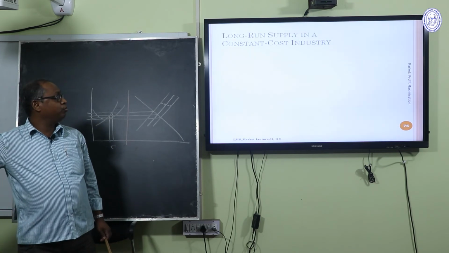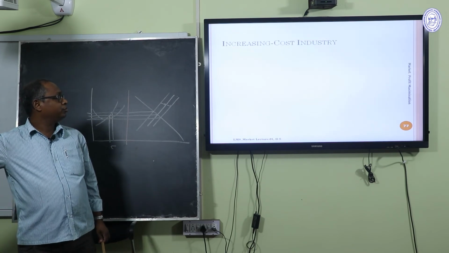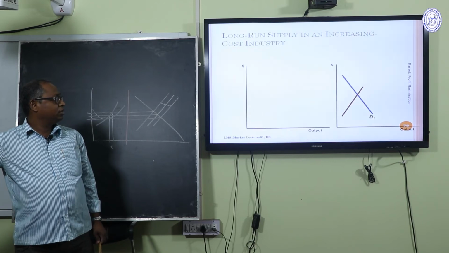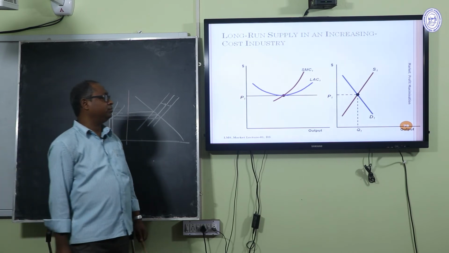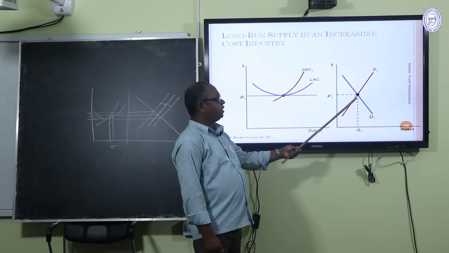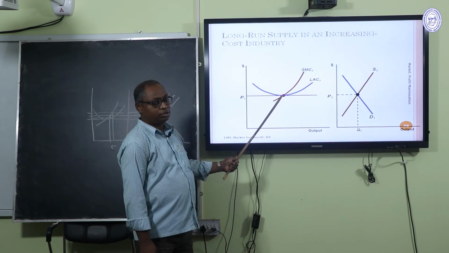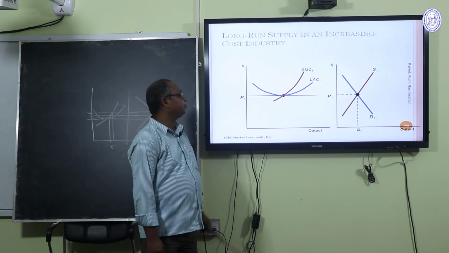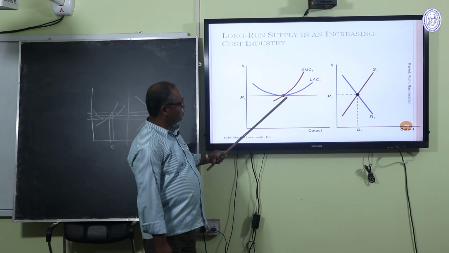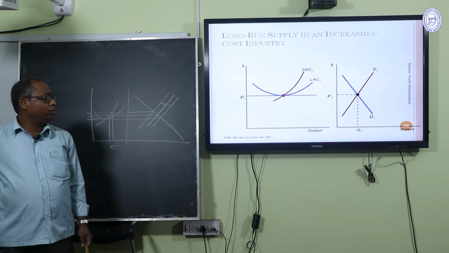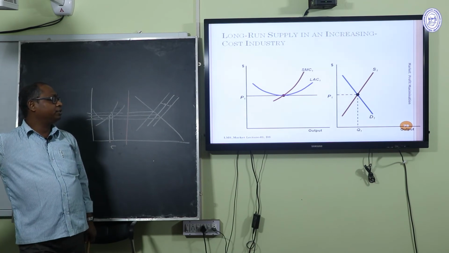Now if we move to the increasing cost industry, so this is the initial situation, the initial equilibrium price and quantity in the market, and this is the initial equilibrium situation of the firm in the long run, and price will be at the minimum point of the LAC, and LMC will pass through the minimum point of LAC and LMC.